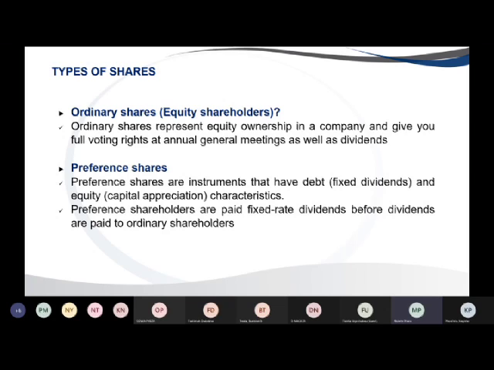I'd like to move right along. We're still on the shares. Types of shares, ordinary shares. So that's the way that you might need to get familiar with.